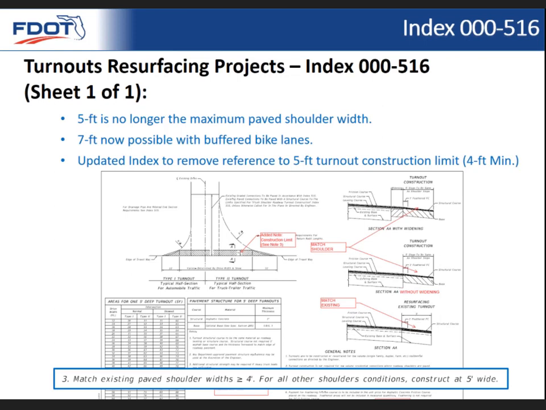So we basically just took off the references, the 5 foot shoulder, and went with the original intent, which is match the existing paved shoulder for widths greater than or equal to 4 feet. For all other shoulder conditions, it must be constructed at least 5 feet.